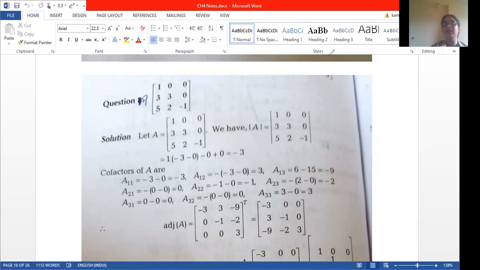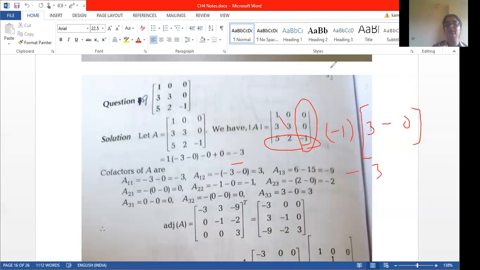We will expand along the third column, because we have the maximum number of zeros in this column. 0 multiplied by anything is 0, 0 multiplied by anything is 0. Then we are left with this number, -1. -1 lies in this row and this column. Leaving this, we are left with 1 into 3. So -1 multiplied by 1 into 3 is 3, minus 3 into 0 is 0. So you will have -3. Your determinant value is -3.